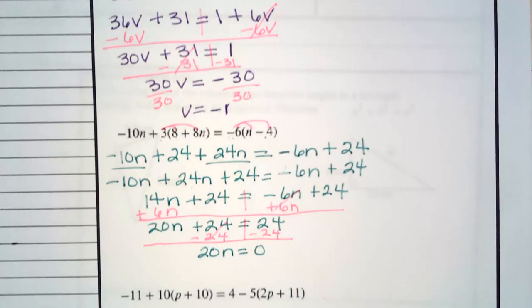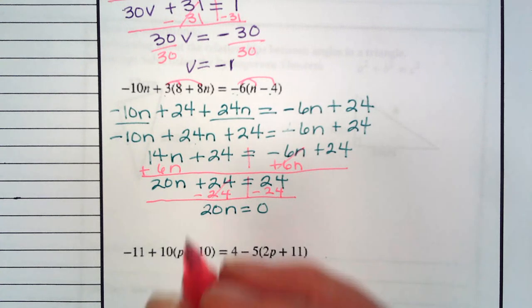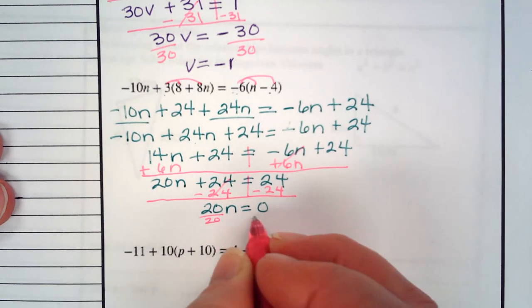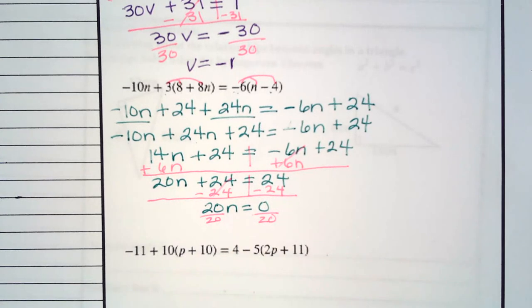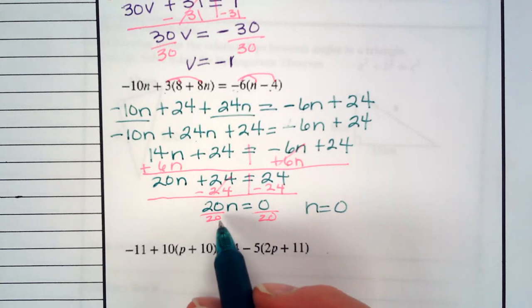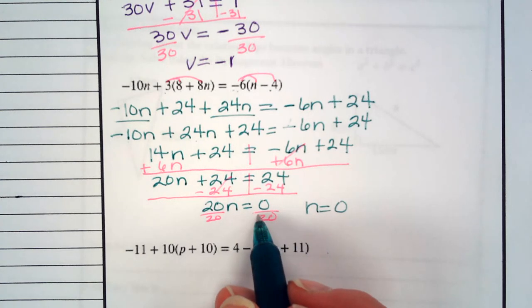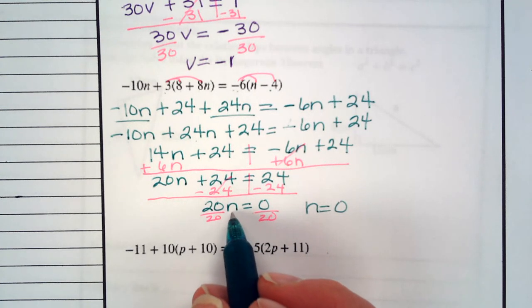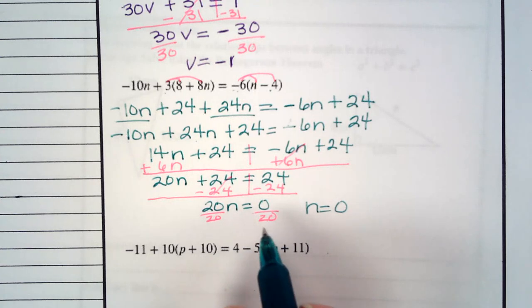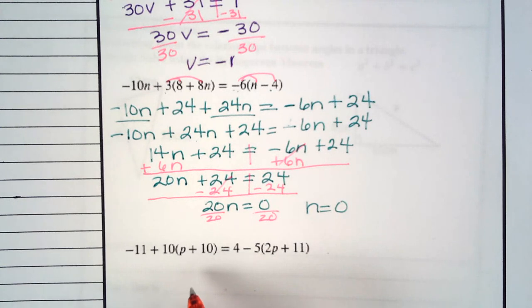Do you see a problem with that? I don't, because when I divide by 20, I get n is equal to 0. The other way you can look at it, 20 times what number gives me 0? Well, that's got to be 0. Okay, the last one. If you have not tried any on your own yet, please, please, please pause the video and see if you can do the next one on your own.